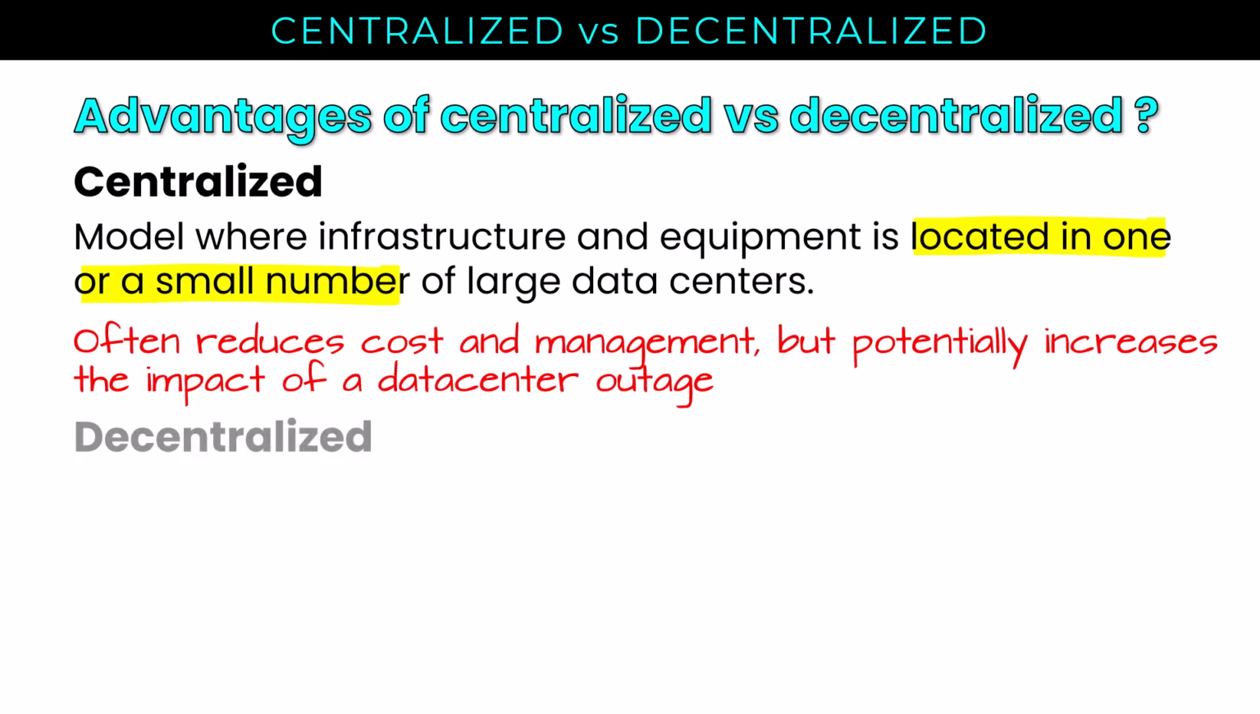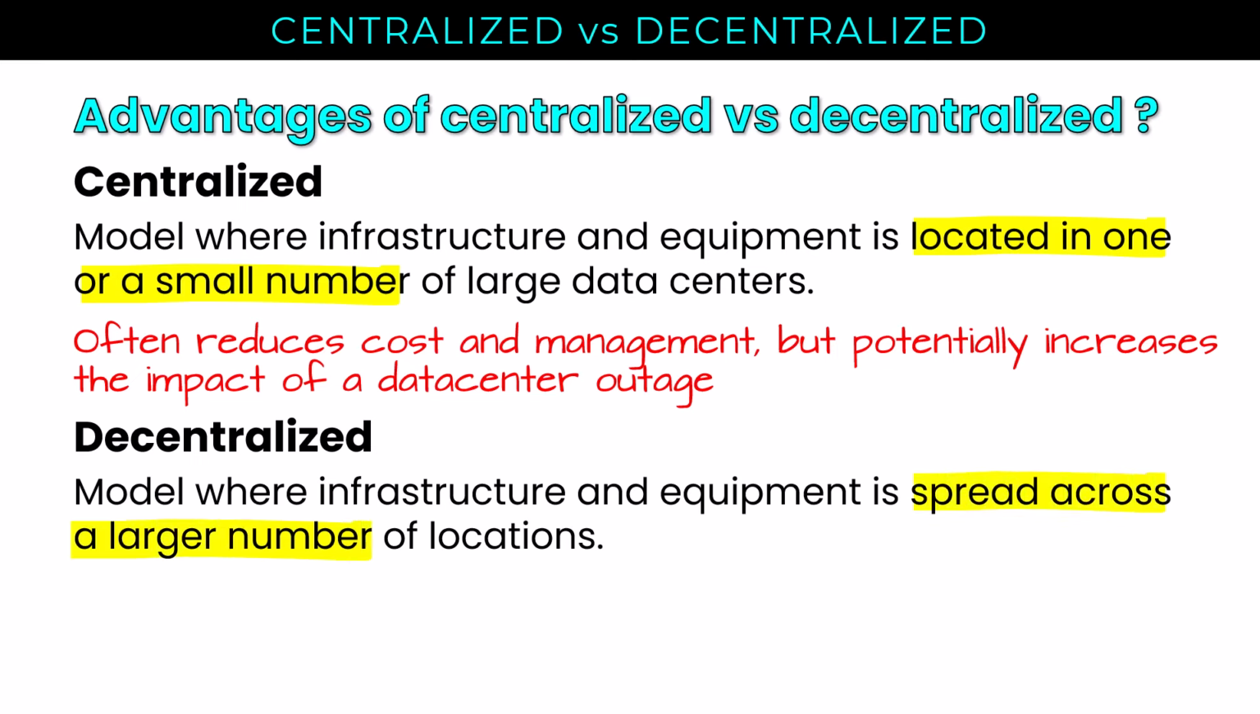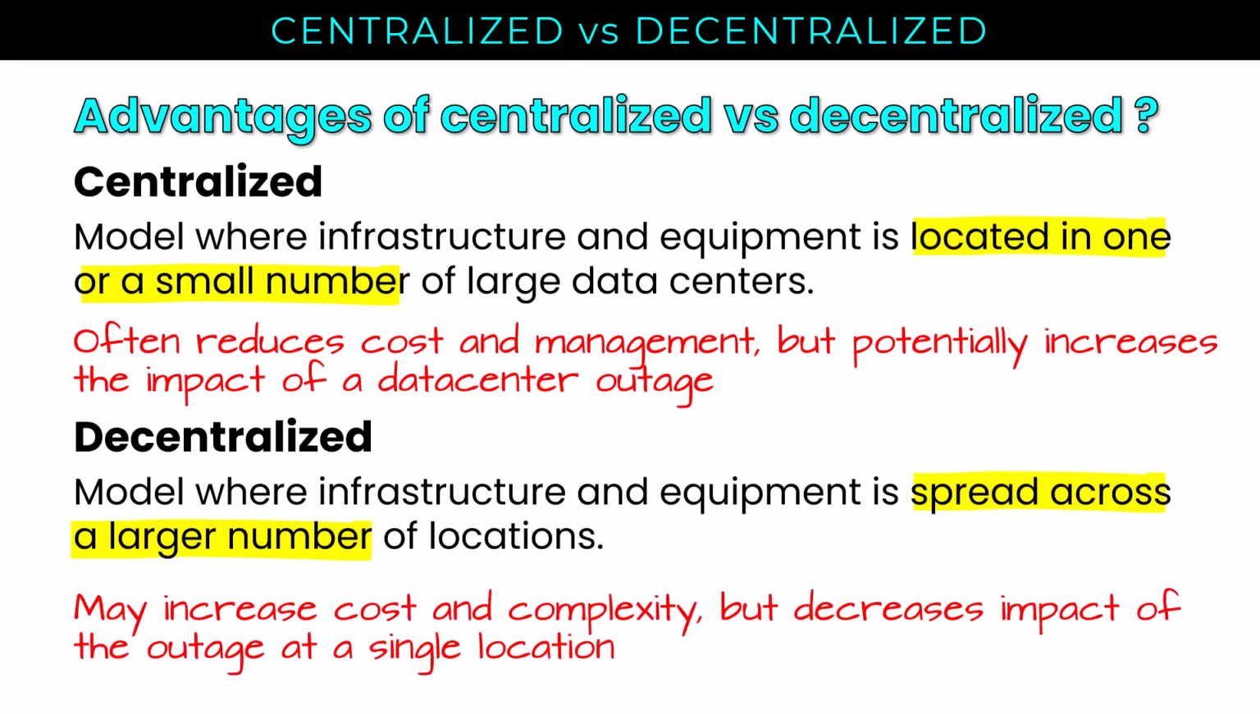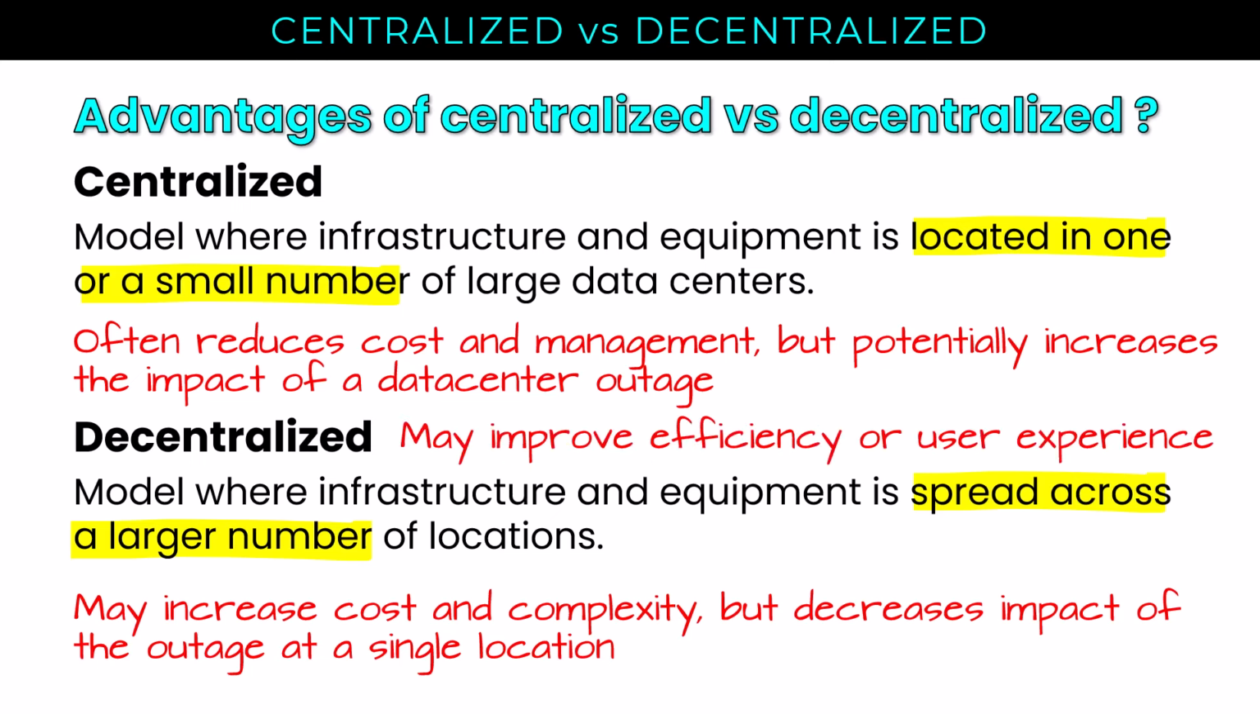With the decentralized model, we have equipment spread across a larger number of locations, which can increase cost and complexity, but it decreases the impact of an outage at a single location. Decentralized may also give us advantages in improving efficiency or user experience because we can have resources nearer our employees or content nearer our customers.